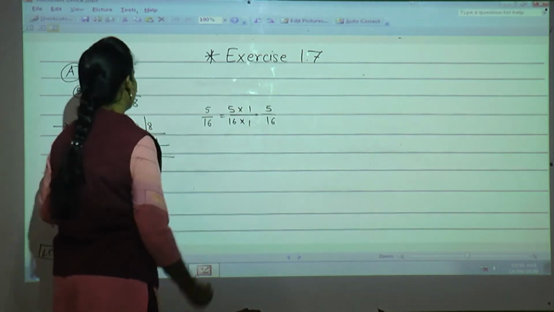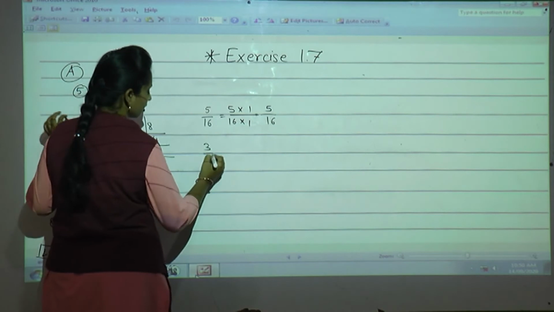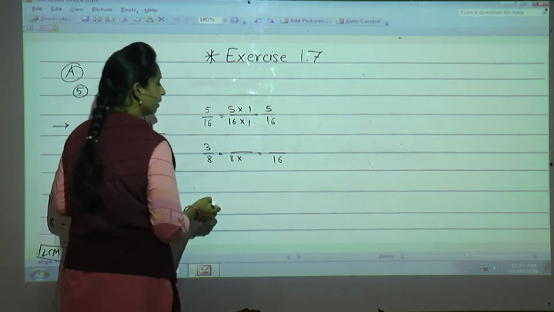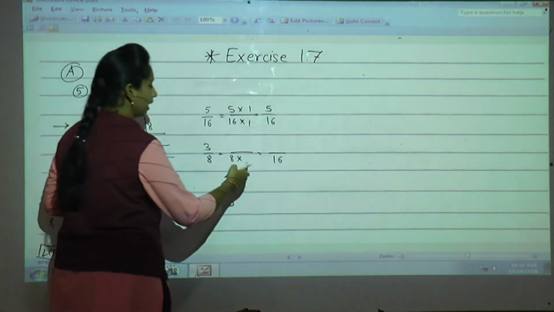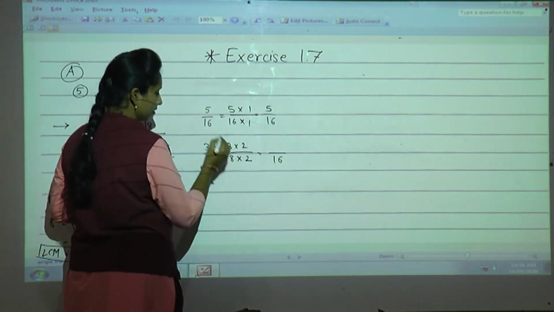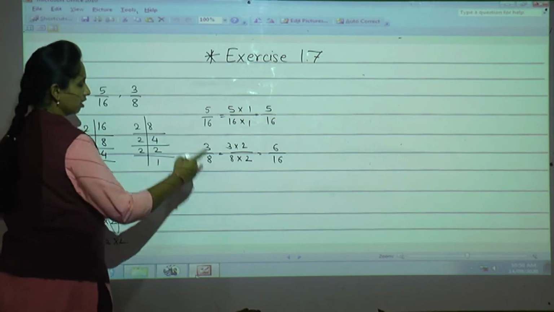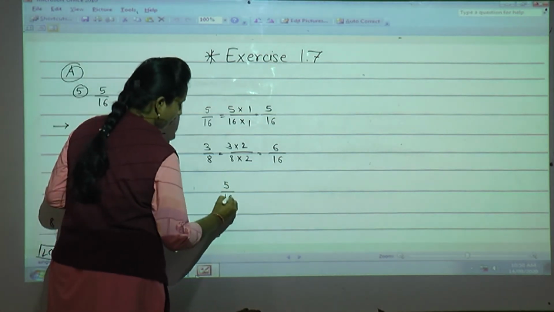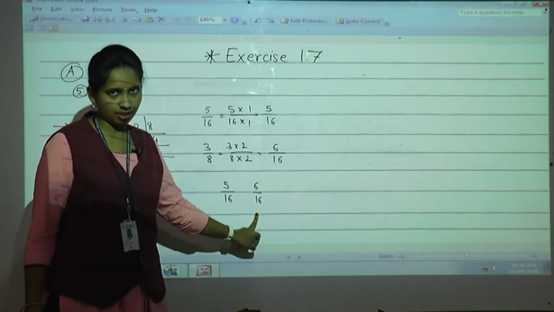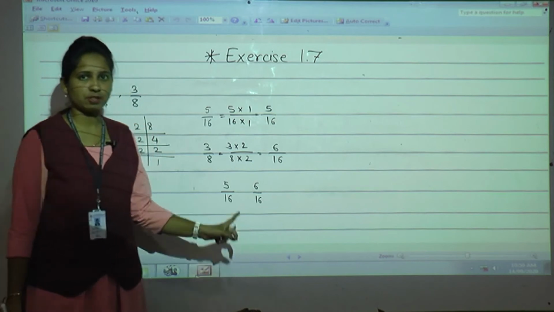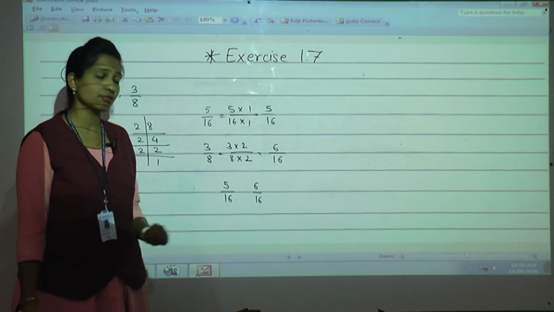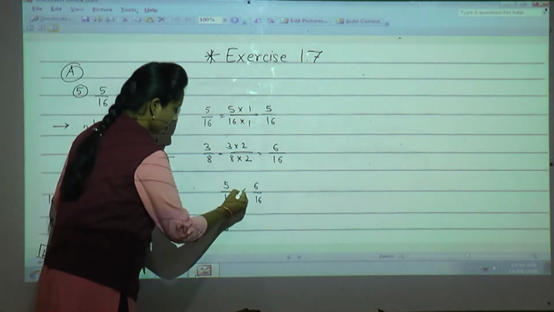5 1's are 5. The next number 3 upon 8. Here should come 16. So 8 multiplied by what is 16? 8 2's are 16. 2 here means take 2 here also and 3 as it is. 3 2's are 6. Now we got the fractions 5 upon 16 and 6 upon 16. Now denominators are same, 16 and 16. So we can compare these numbers because these are like fractions. And now we see the numerators 5 and 6, which is greater? Of course 6 is greater.